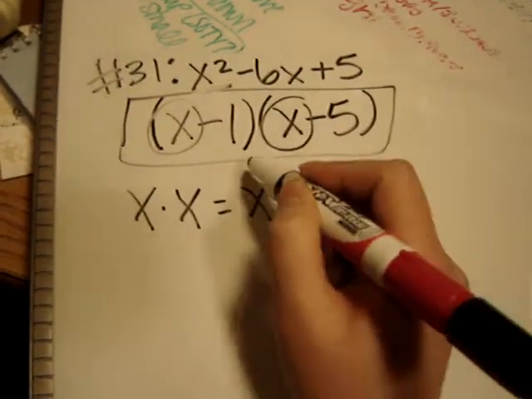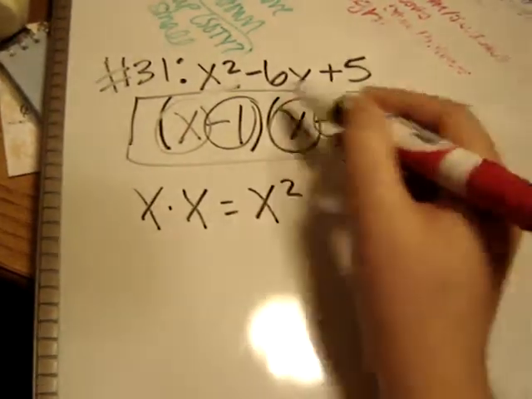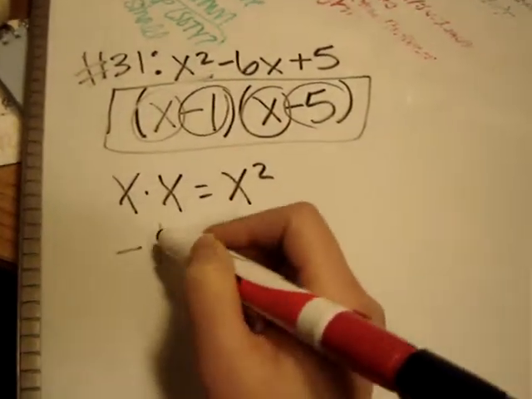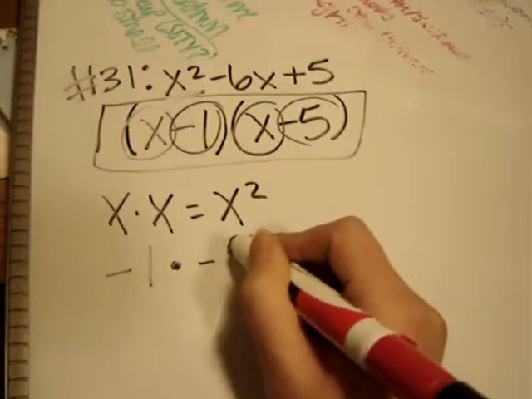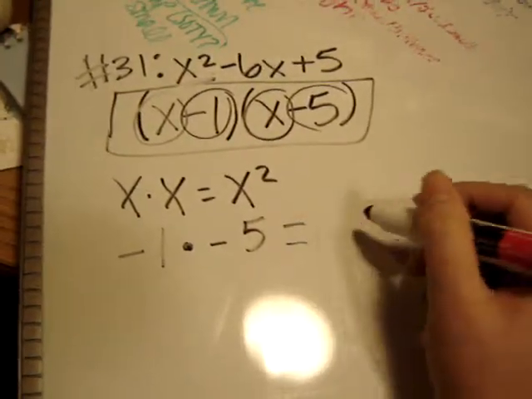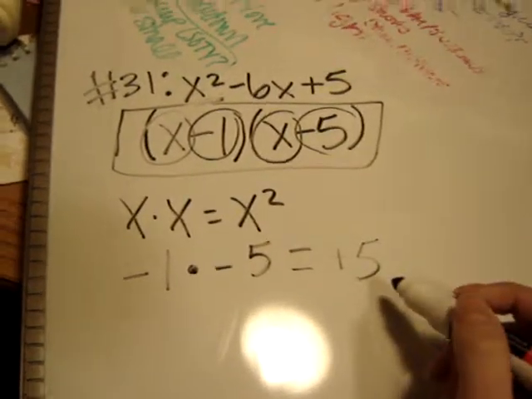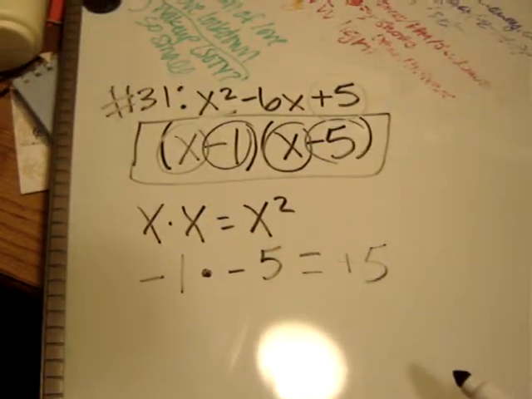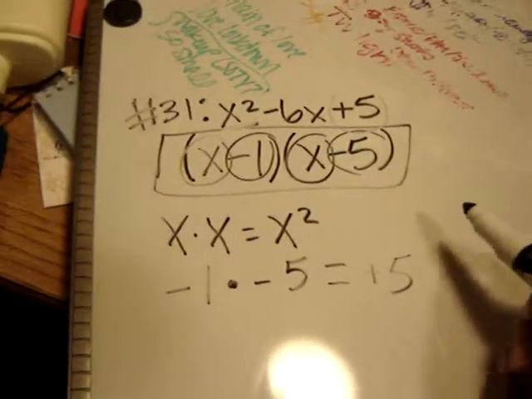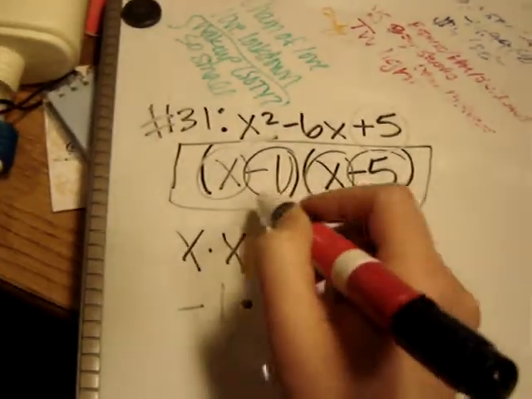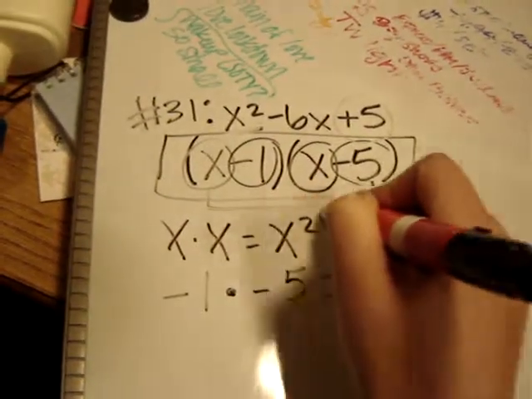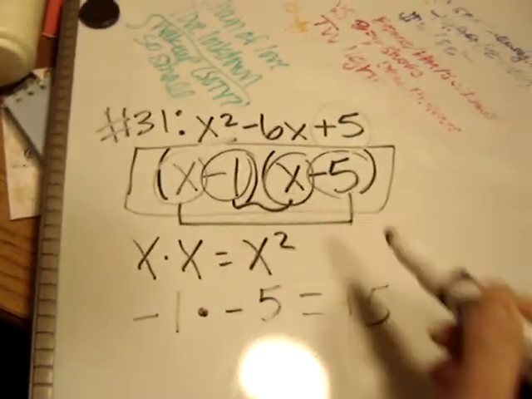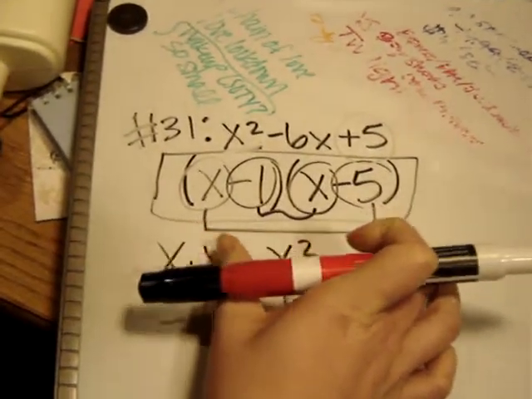Okay, and then you multiply the second number in each parentheses. So it would be minus 1 times minus 5, which equals positive 5. See, that's this last number right here. And then after you do those, you multiply these two numbers and these two numbers, the two numbers on the outside and the two numbers on the inside.